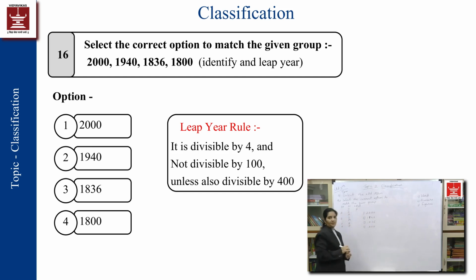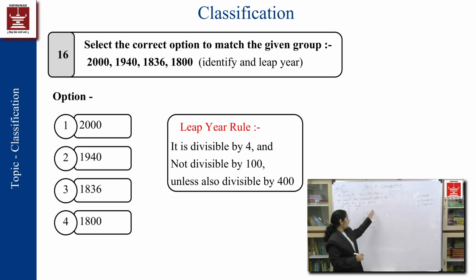$1800. Okay. Then I need to find out what is the criteria for a leap year basically. How do I identify a leap year? The basic criteria to find out a leap year is I am going to check only the last 2 digits. We know that the number which is divisible by 4 is going to be a leap year.